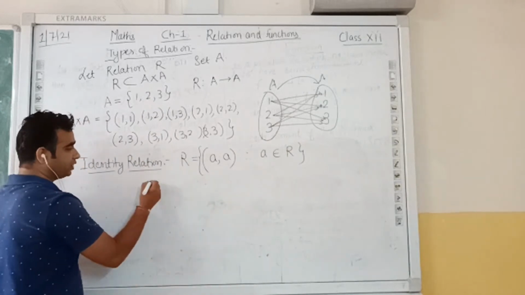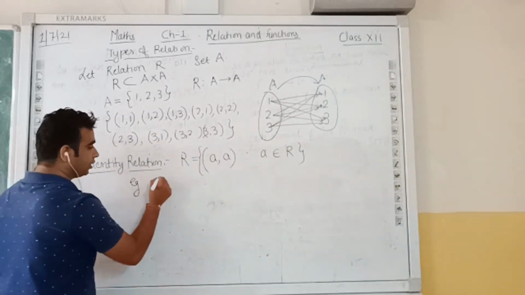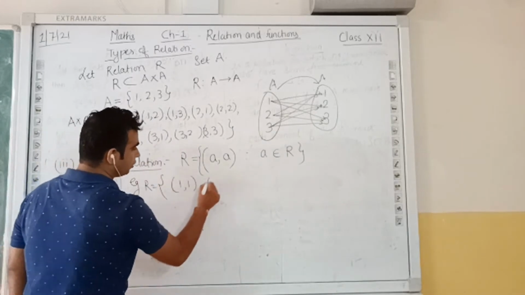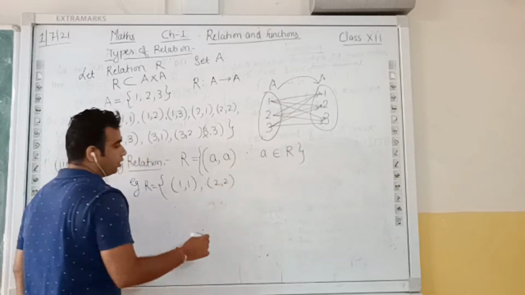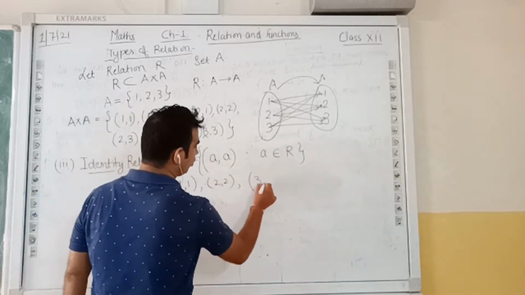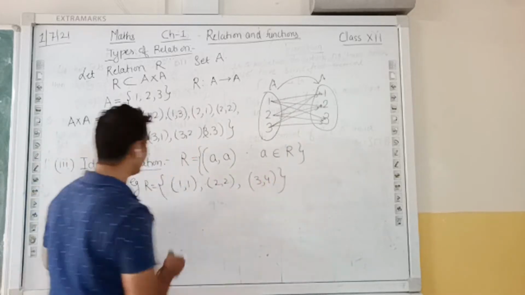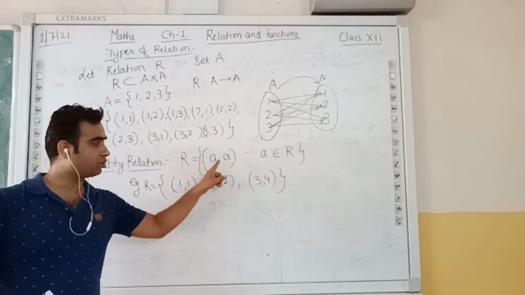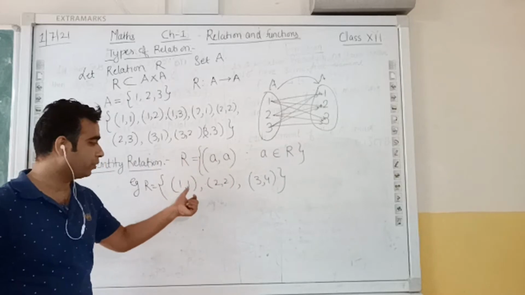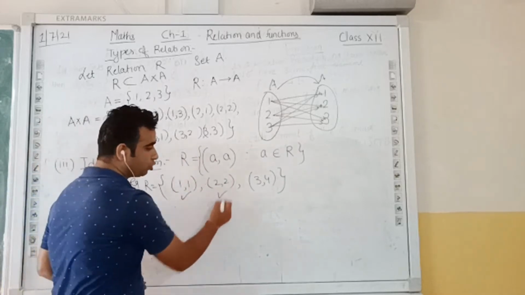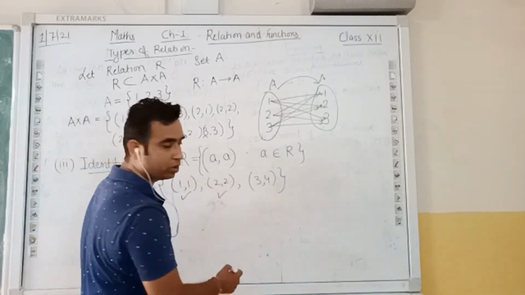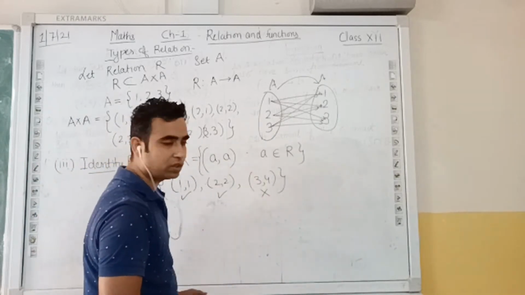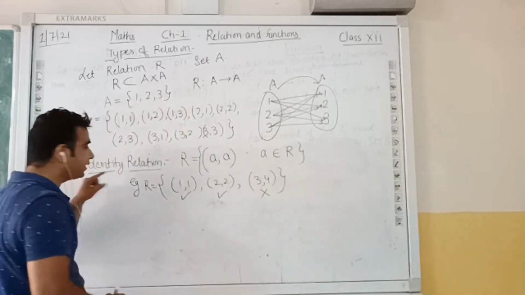Okay, so here suppose I take an example like relation R is given in ordered pairs 1 comma 1, 2 comma 2. Okay, and if I write here 3 comma 4, does this belong to our identity relation? Here मैंने क्या बोला a comma a, that means first और second element दोनों same होने चाहिए. 1 comma 1 is same, 2 comma 2 is same, but here we have written 3 comma 4. So their first and second elements are not the same. So we will say this ordered pair does not belong to our identity relation.